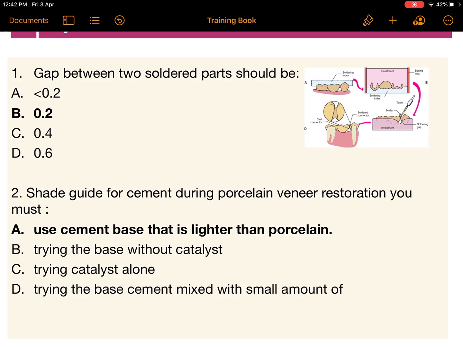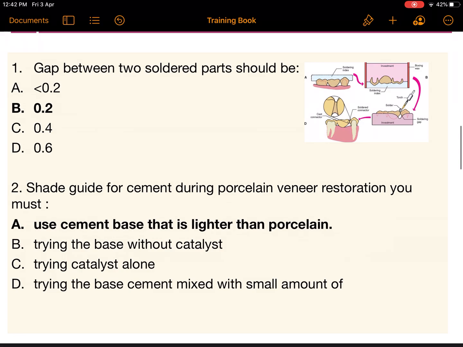The second question: shade guide for cement during porcelain veneer restorations. We must use cement bases that are lighter than porcelain, because porcelain veneers are thin and the color from the underlying tooth may alter the final veneer shade. So we always use a cement base that is lighter than porcelain. You can have a look at the other options and then understand why this option, the one which is selected, is the best one.